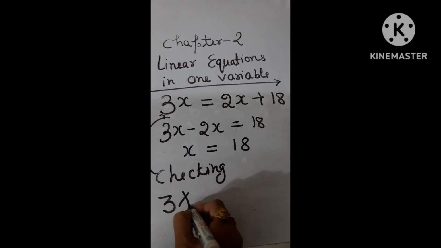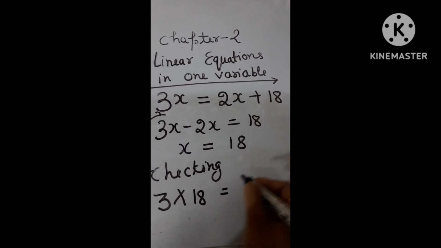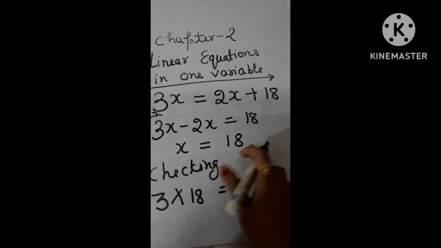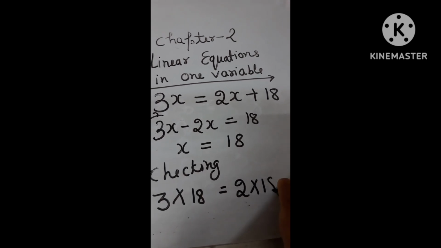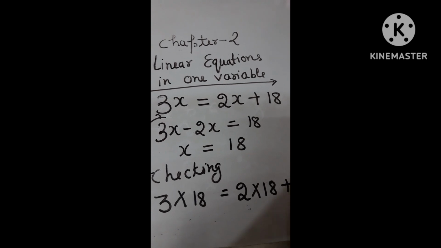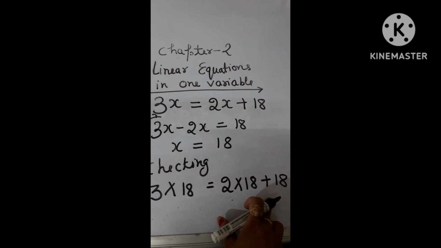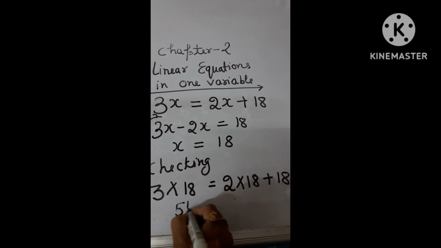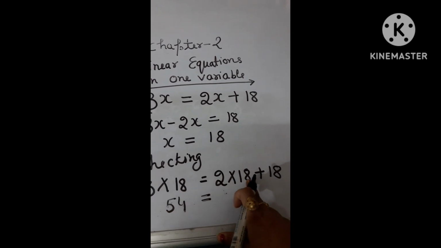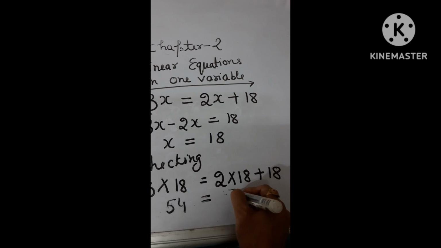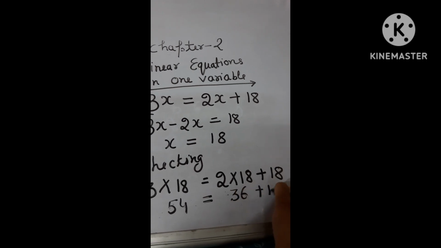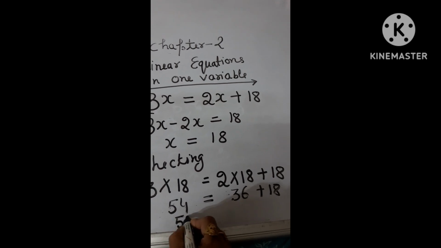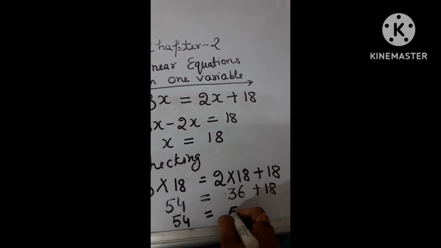Okay, so 3 into 18 is equal to, at the place of the x, now I will be writing the value of x, that is your 18 plus 18. Okay, now if you can see here, 18 threes is 54, and here also 18 twos is 36 plus 18. Okay, so it is 54 and it is your 54.